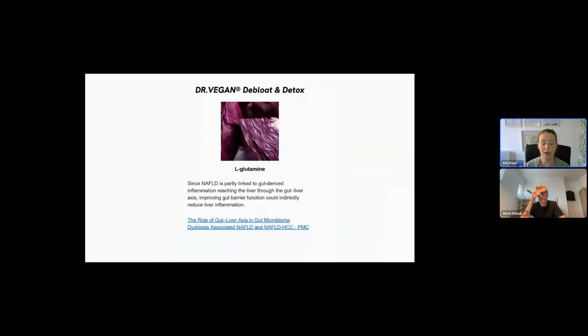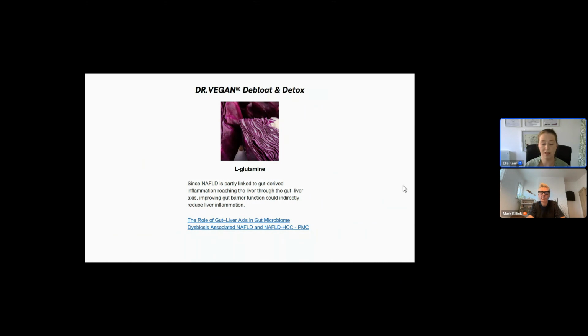Okay, and finally we have glutamine. There is some gut involvement in liver diseases, there's that connection between the liver and the gut. So reducing the inflammation that's coming from the gut has a really huge impact on overall inflammation and also liver inflammation. It also helps to improve the gut barrier function, which indirectly supports systemic inflammation.